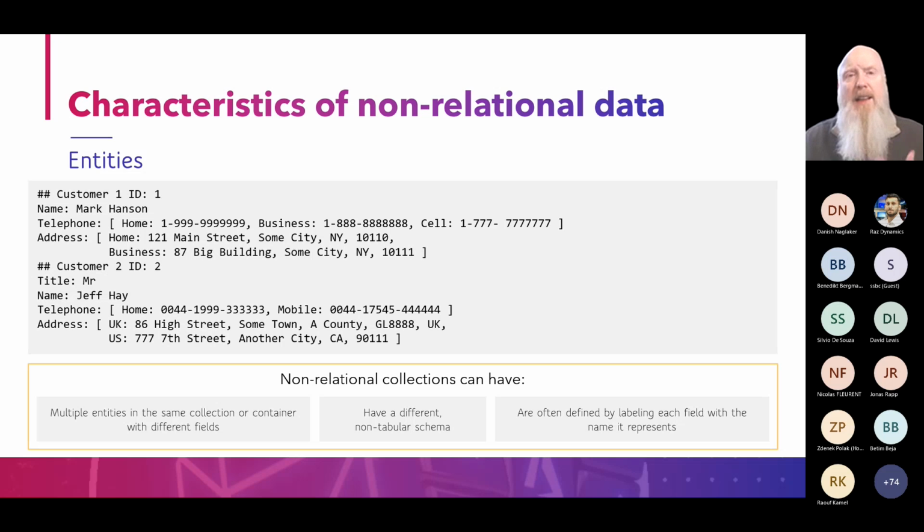So it has a slightly different, non-tabular schema. And what you get in the record is a label which says what it's for. So you see here we've got the telephone numbers. We don't just have a column called home number and a column called business number. We have telephone, and then we have tags: this is the home number, this is the business number, this is the cell number. So it's very flexible, when we don't know what the data is.